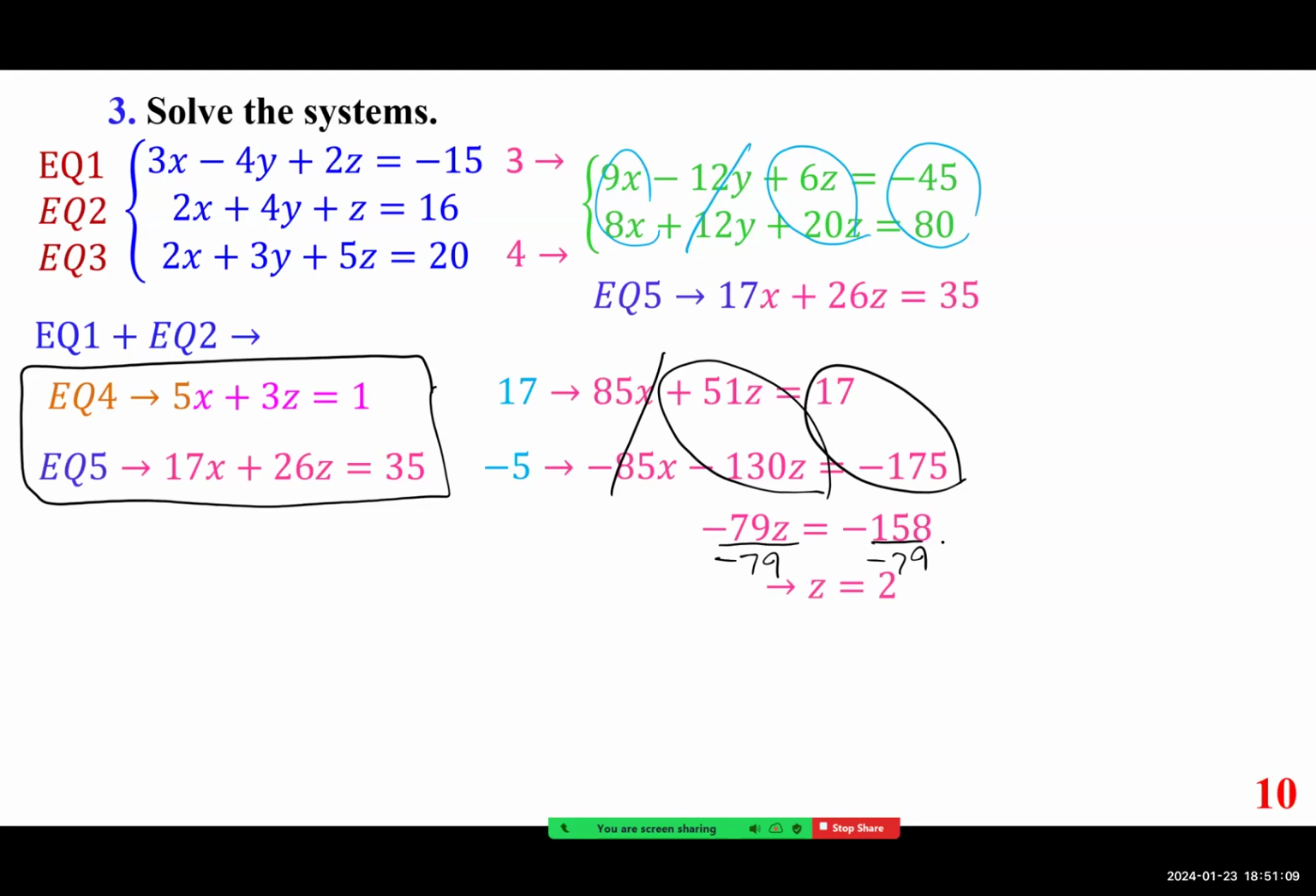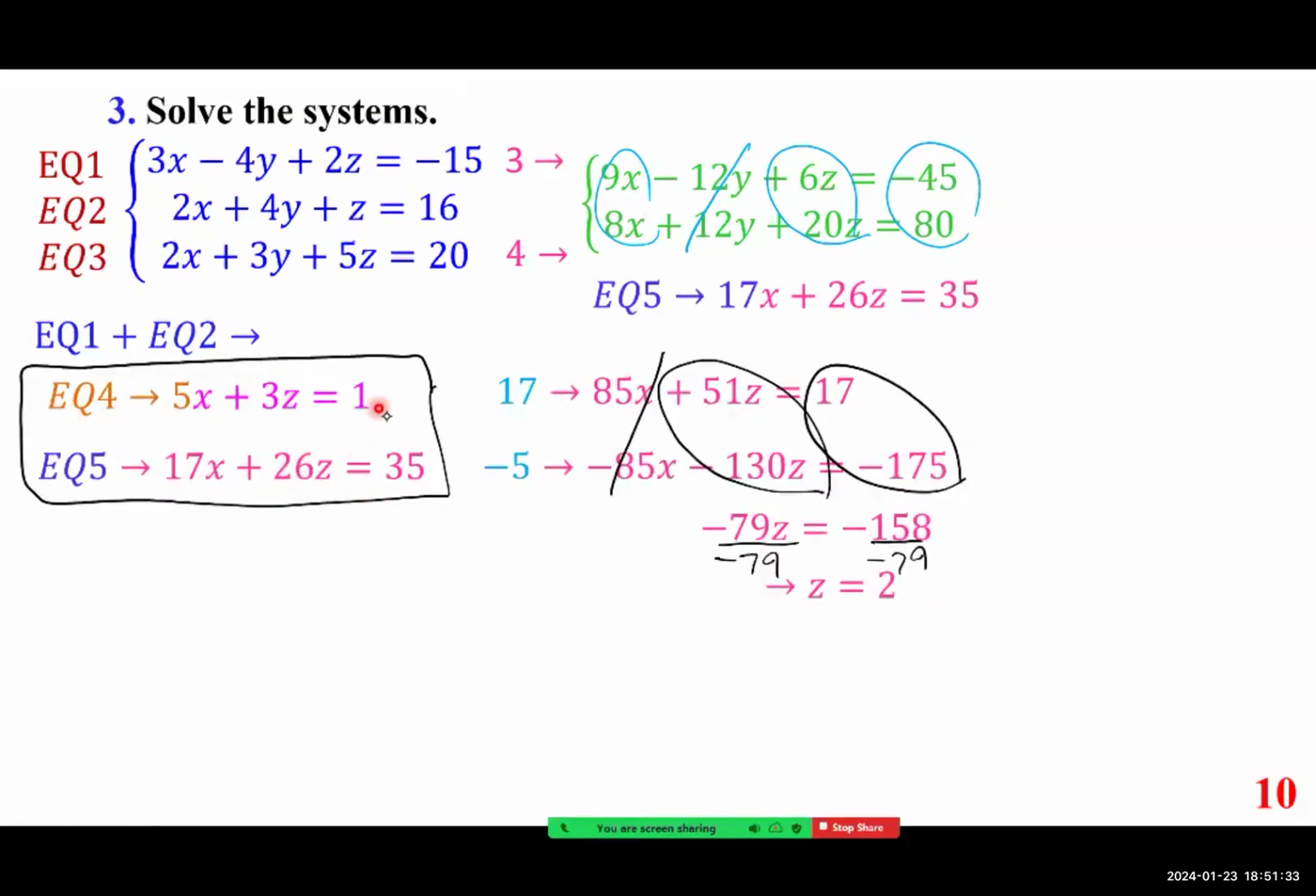We got one of the variables. Okay, we have one of the variables. So what we are going to do now, we go to one of these two. We don't go to the original ones yet, because we have three variables here, we can't solve it. But we go back here. If I put the z into the equation 4 or 5 makes no difference. I can find the x.